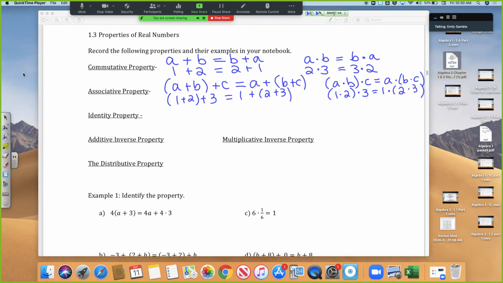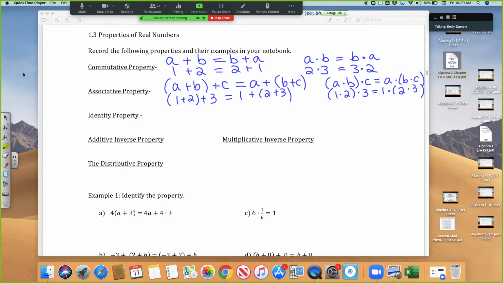I would solve these problems a little bit differently. I would do 1 times 2 first and get 2. 2 times 3 is 6 on the left. And on the right, I would do 2 times 3 first and get 6, and 1 times 6 is 6. So you get the same answer, the process is different. Okay, so those are the ones that get mixed up all the time. And then sometimes the identities and inverse properties get a little bit confusing.